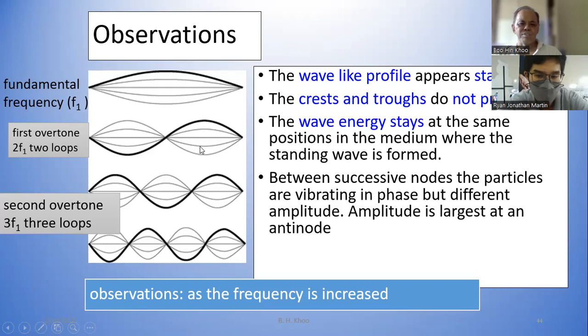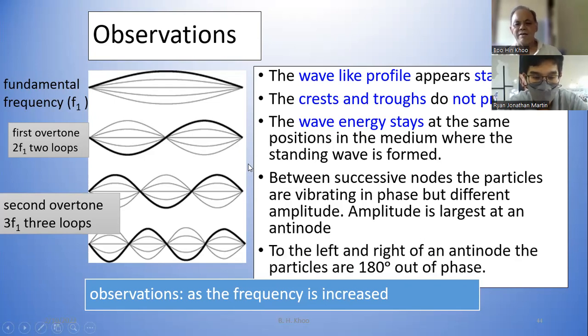Between successive nodes, the particles vibrate in phase, but with different amplitude. All the particles within here vibrate in phase. That means this is the fundamental mode. They just go up and down like that, that's all. The largest amplitude will be at the antinode there. The others have amplitude, but smaller amplitude.